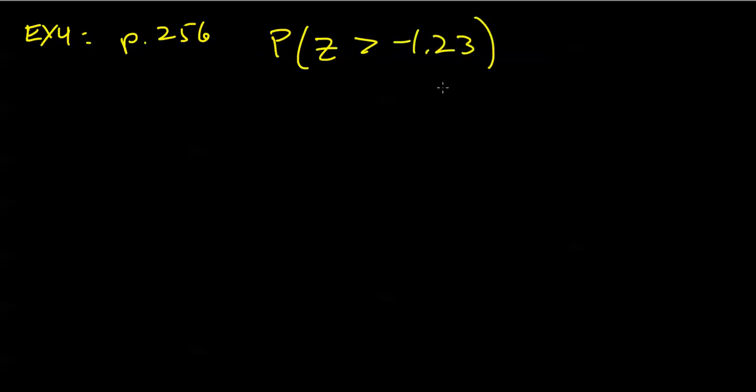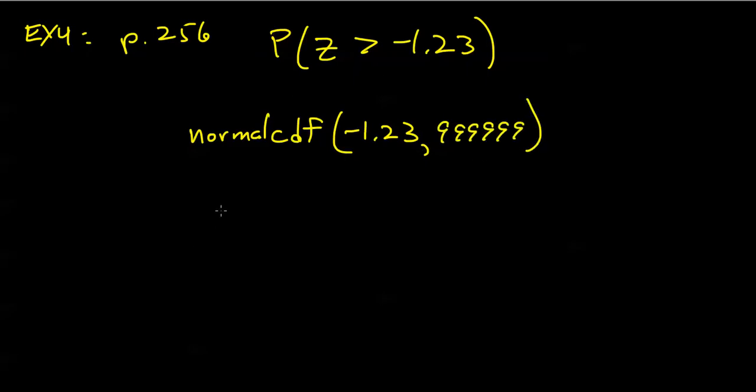Let's look at example 4 on page 256. Again, we're talking about thermometer readings. It's 0 degrees outside, and I want the probability that a randomly selected thermometer would be greater than minus 1.23, or would have a reading greater than minus 1.23 degrees Celsius. Of course, I'm going to use my normal CDF command. Greater than minus 1.23, well, greater than means to the right of, so my left bound would be minus 1.23. My right bound technically would be positive infinity. So I'll plug in 999,999 to approximate positive infinity and punch it out, and I get 0.891.